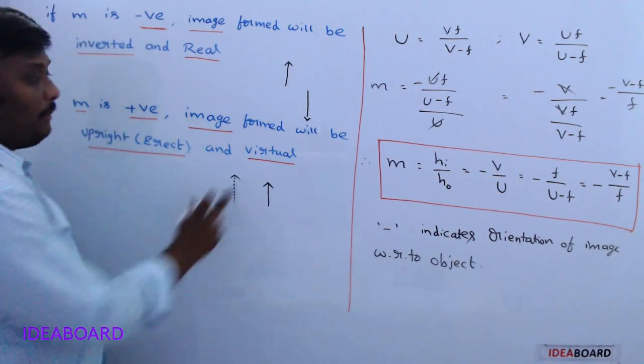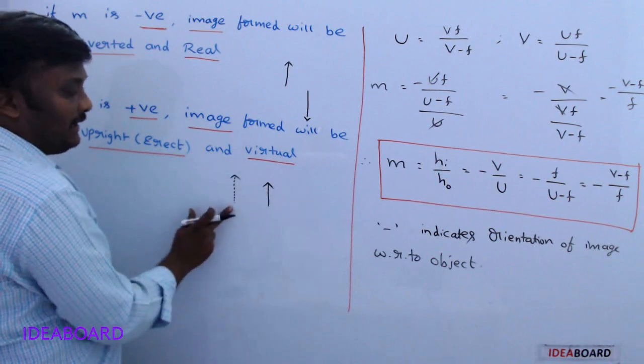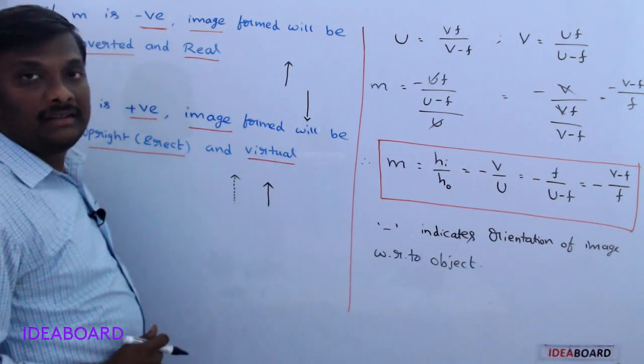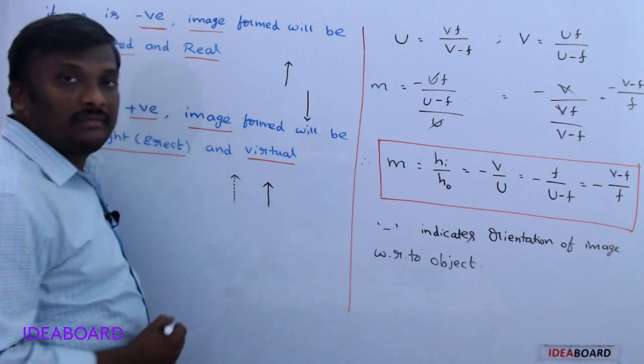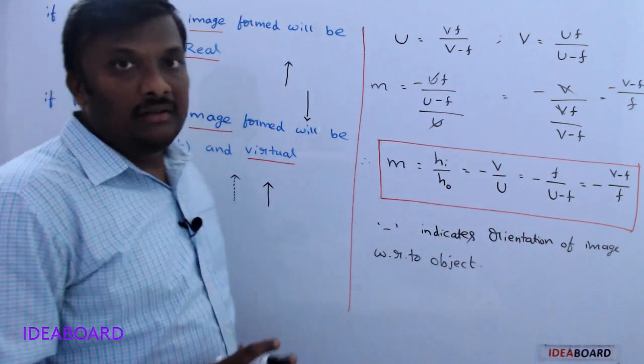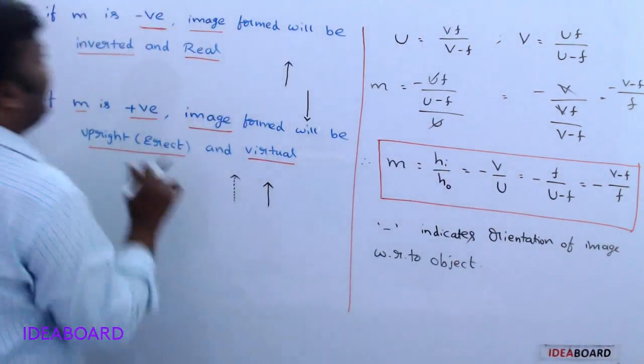Erect means like this. But virtual means it is indicated by the dotted lines. If it is an object, then it is an image. Do you understand now? So these two points are very, very important. So I remember it like this.